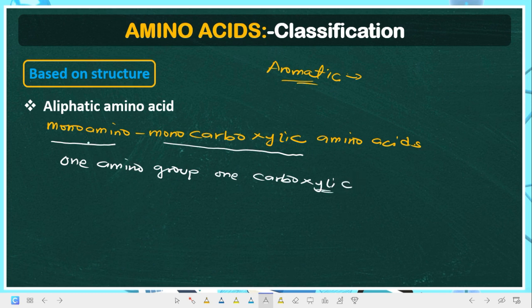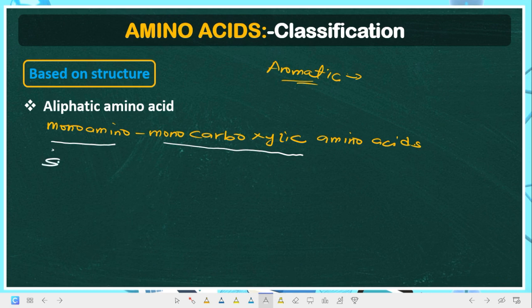Now, under this classification of monoamino, monocarboxylic group, we also have what is called the simple amino acids. Under monoamino, monocarboxylic, we have what is called the simple amino acids.